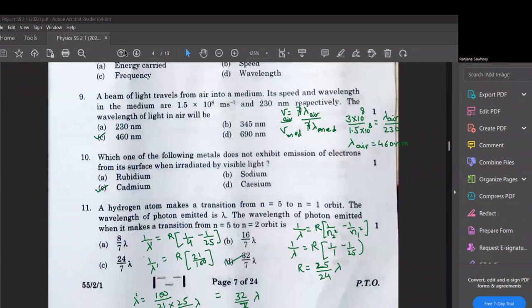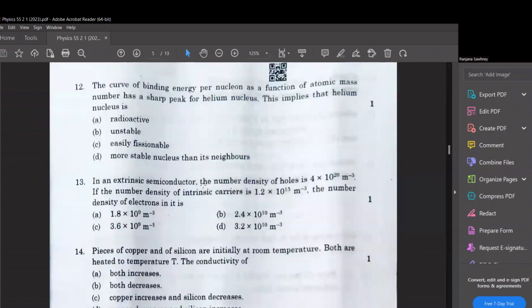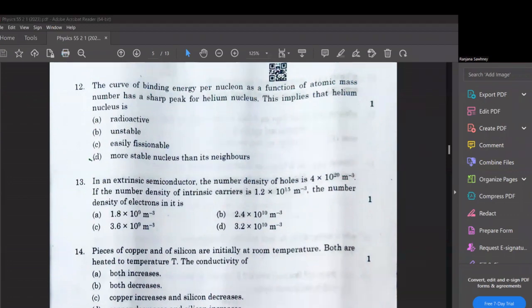Next question. Question number 12. The curve of binding energy per nucleon as a function of atomic mass number has a sharp peak for the helium nucleus. We have to find the correct option. The correct option is: the helium nucleus is more stable as compared to its neighbors.